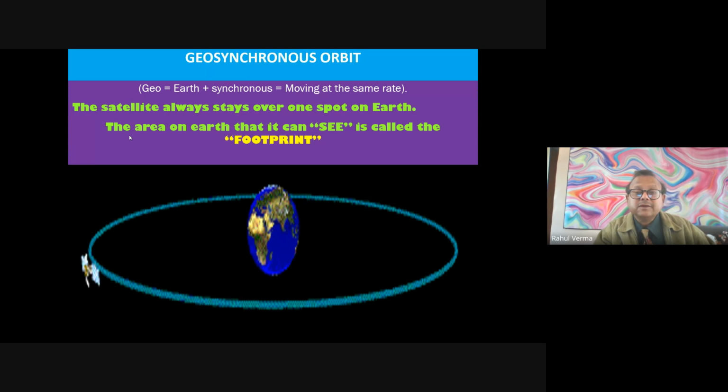Now you can see this one is focused on South America. So it is always taking pictures of the South American part. The picture panel is the same. And the area that it is covering is called the footprint.